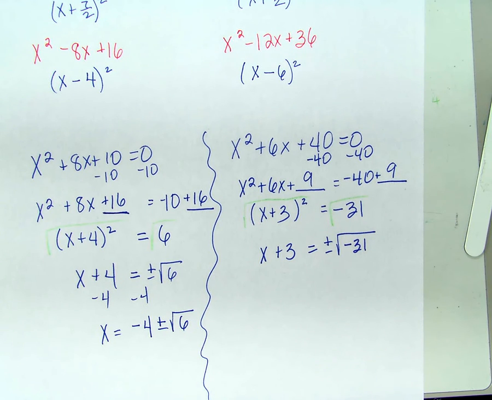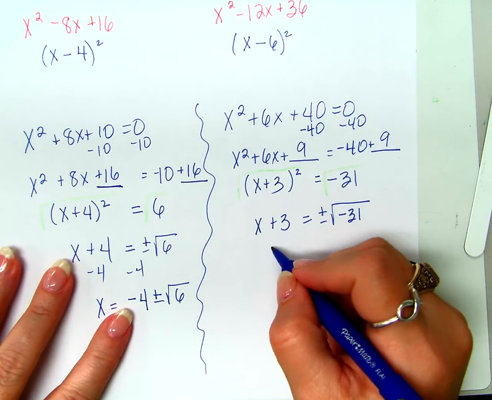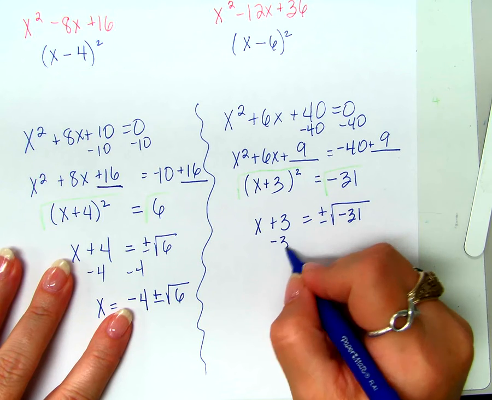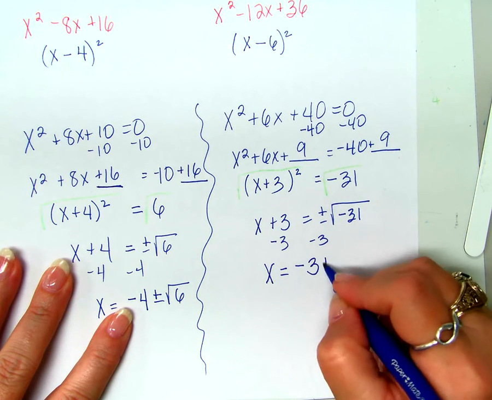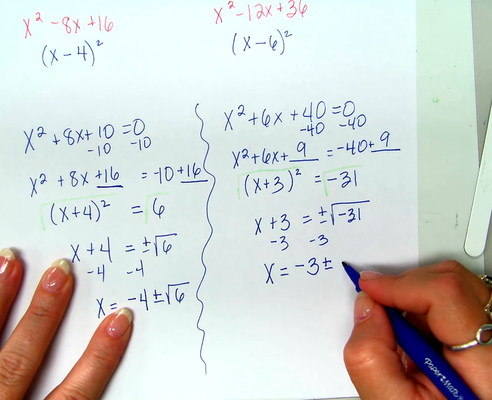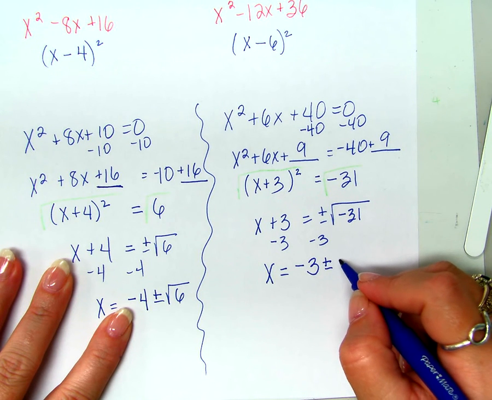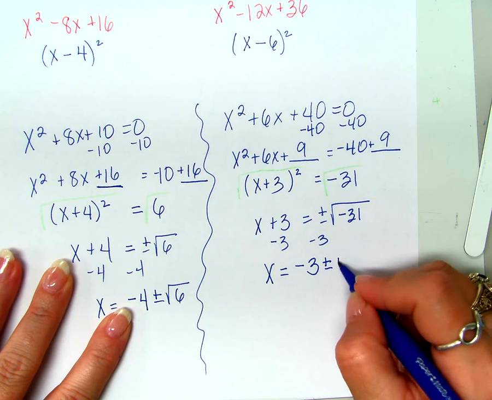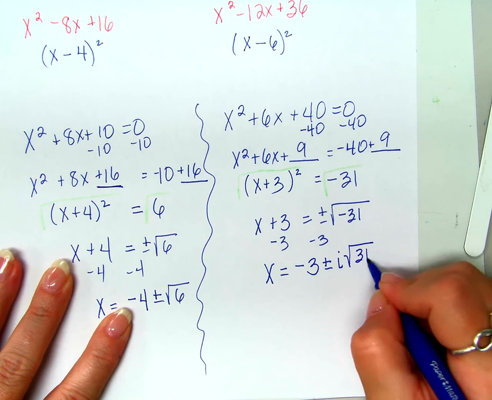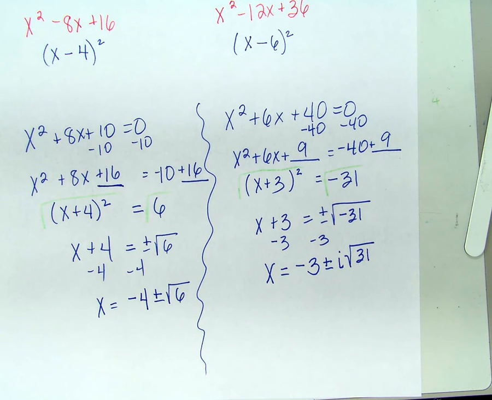Oh my gosh, this is exactly what we did yesterday. Oh, yes it is. So what do I do? I've got to subtract 3. I'm doing 2 steps at once, aren't I? Negative 3 plus or minus what? I can't leave that negative inside, can I? What comes out? What's the square root of negative 1? I. Square root of 31. Because I don't know 31, do I? I don't know the square root of 31. And I don't know anything inside that divides into 31 that I know the square root of, do I?